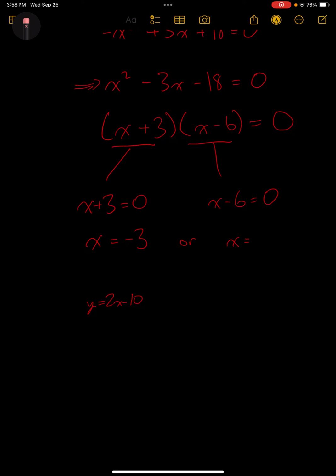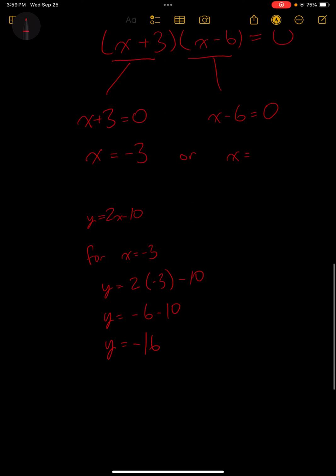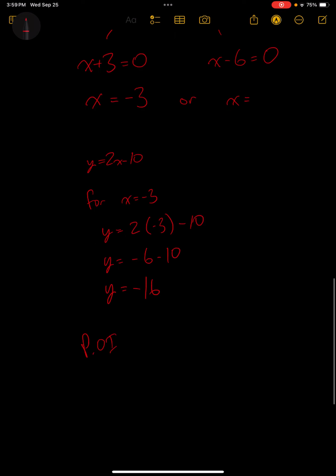I just substitute x equals minus 3. Let's write it out. For x equal to minus 3, y is equal to 2 times minus 3 minus 10. Well, then y is equal to minus 6 minus 10, which is equal to minus 16. So I have one point of intersection at minus 3, minus 16.